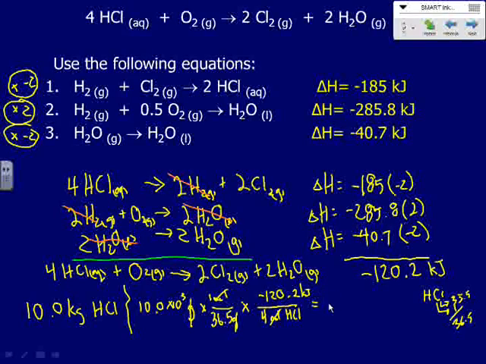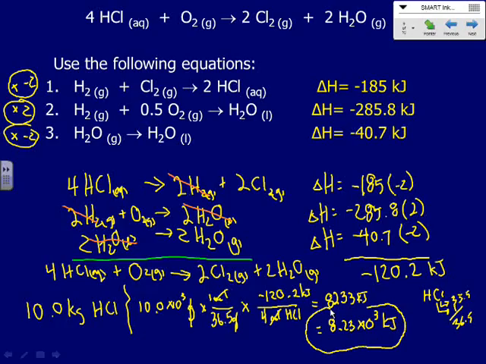And that gets me 8,233 kilojoules. And it looks like we're dealing with 3 significant digits. So 8.23 times 10 to the 3 kilojoules of energy would be released.